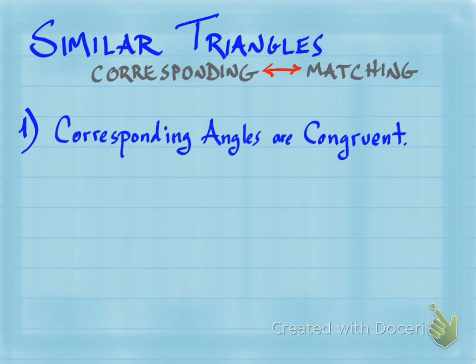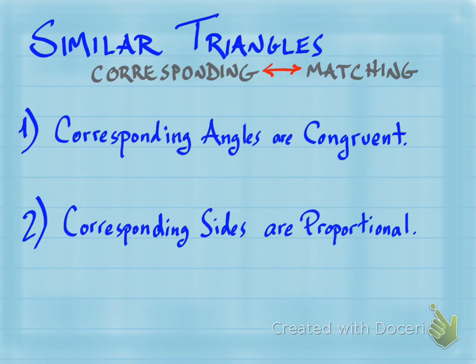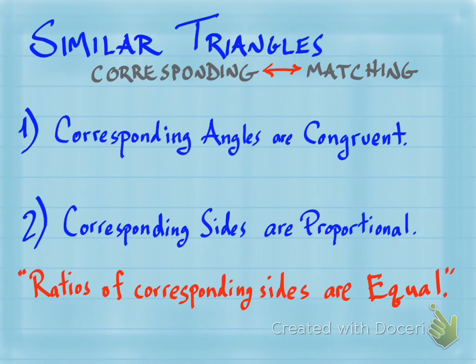And one thing that we can say is that in similar triangles, the corresponding angles are congruent. Okay, so the matching pairs have the same measure, another way to say that. And also, corresponding sides are proportional. All right, so we use that word corresponding a lot, we use the word proportional a lot, and once again, the ratios of corresponding sides are equal, and that's a really important idea about similar triangles.